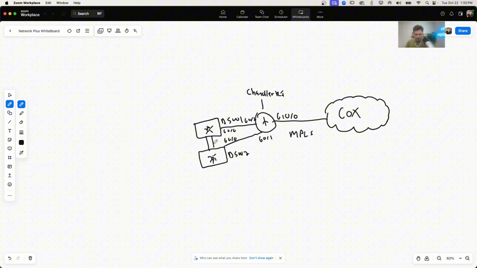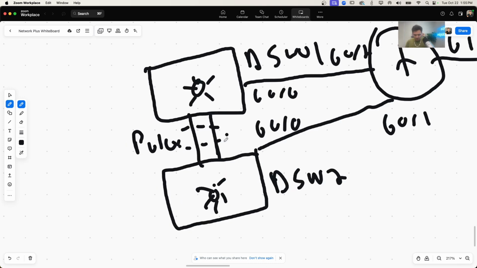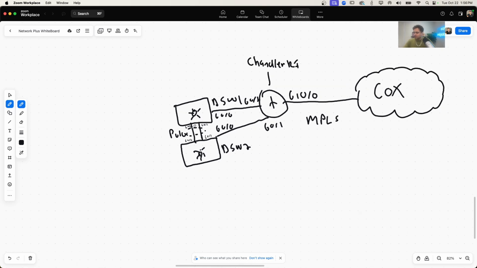And then between these switches, let's say we have an ether channel, right? So we say, oh, this is port channel 10. And then, obviously, we zoom in here. Maybe we want to put, okay, this is, let me make my lines a little smaller. This is gig 01. This is gig 01. This is gig 02. And this is gig 02. Okay? So we have 2 distro switches there.